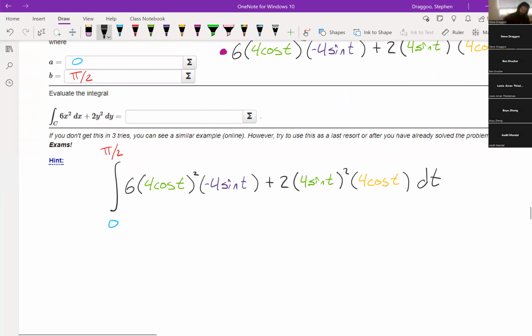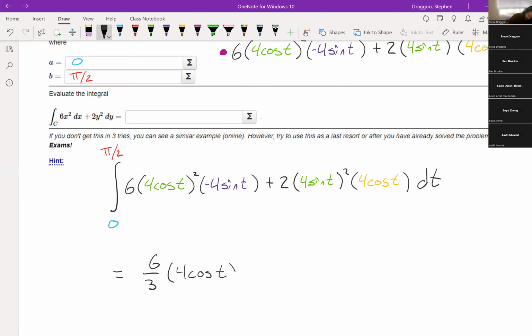All right, so we integrate this thing, and we have a very nice u du situation going on. If both of our green parts are their respective u's, the parentheses in purple and yellow that come after them are their du's, which is pretty nice. So that just means I'm going to have a u cubed plus a u cubed term with some other coefficients going on. Let's just make sure we get those right. So this is going to be 6 over 3 times 4 cosine t cubed plus 2 over 3 times 4 sine t cubed, and we'll be evaluating between 0 and pi over 2.